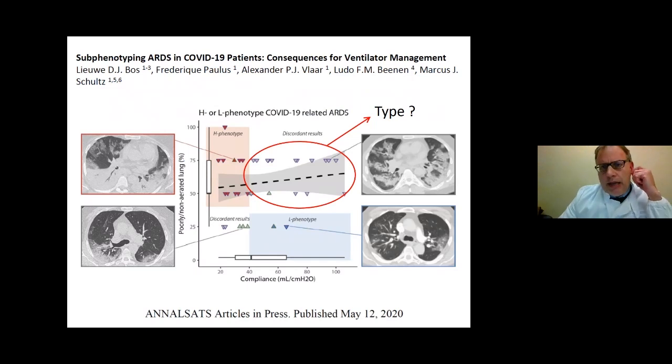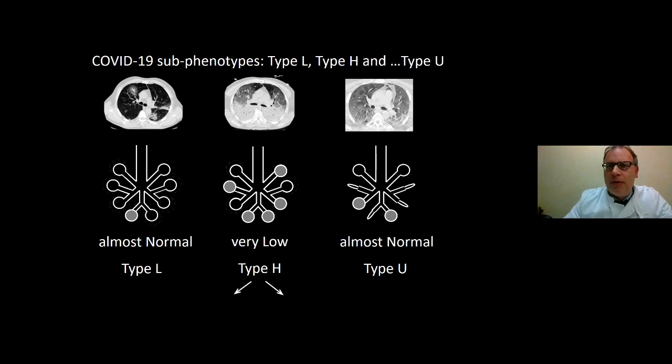So it's not that surprising that several patients with a diffuse loss of aeration in their lungs had a normal or even higher than normal compliance due to tidal recruitment. So probably we have to introduce a new subphenotype of COVID-19 disease that is what I call type U, where U stands for unstable lung.